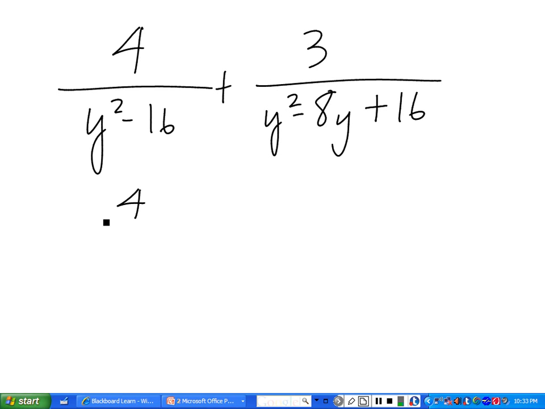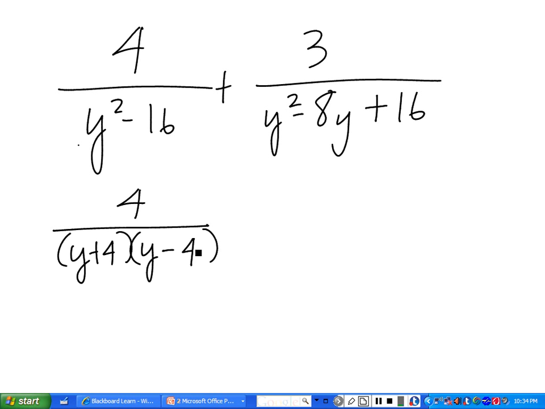So if we factor y squared minus 16, it is a difference in squares, so the factors are y plus 4, y minus 4.